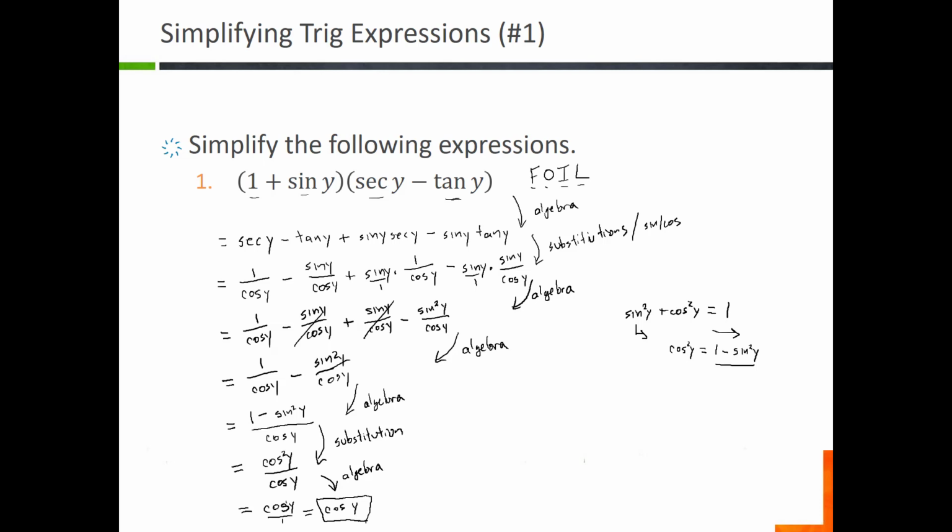So where I FOILed first, maybe you would have rewritten the secant and the tangent as 1 over cosine and sine over cosine. So you would have been doing what I did on my second step. You would have been doing on your first step. But you're still going to have to FOIL it out, right? So it would be a different order of steps, but generally the same steps, okay? And then there's other ways to do the identities that I did down here, the algebra, the 1 minus sine squared. There's other ways to get around doing that, but it's still going to involve using that Pythagorean identity in some way just to get it simplified. But in the end, you should end up with the same expression, cosine y.